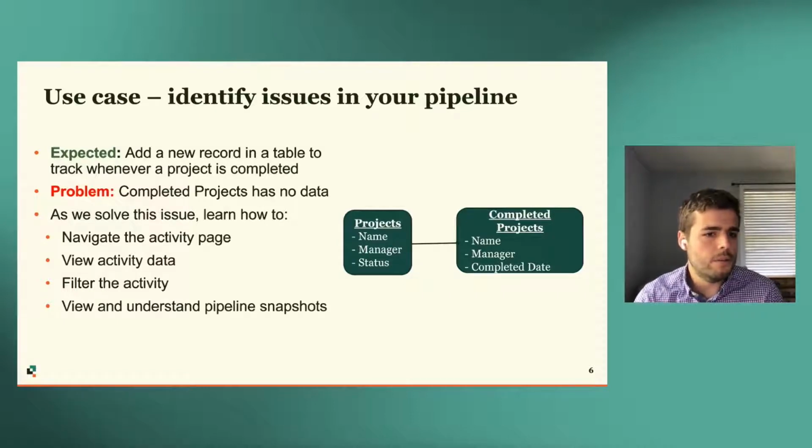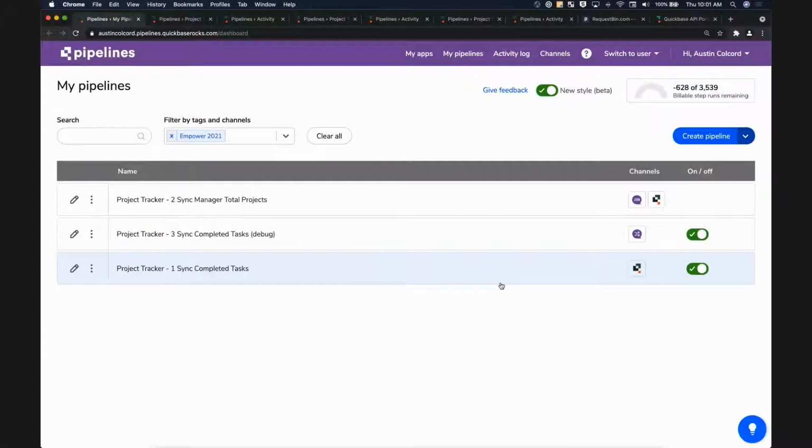The first thing we'll do is navigate the activity page and show you how to use all the tools we offer there. We'll show you how to view activity data and use that to debug your pipeline, and also show you some of the filters and explain what those mean, and also view and understand the different pipeline snapshots or YAMLs that we have. So let's dive in to our demo.